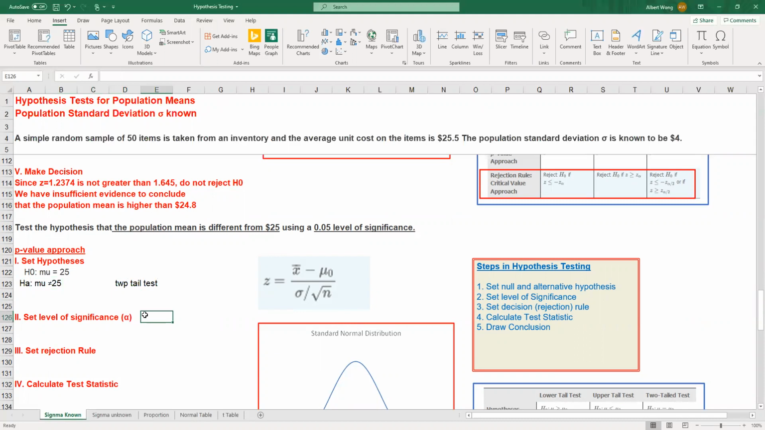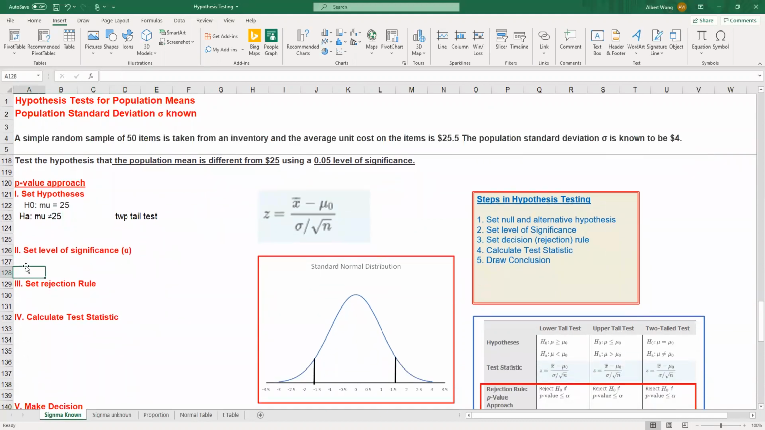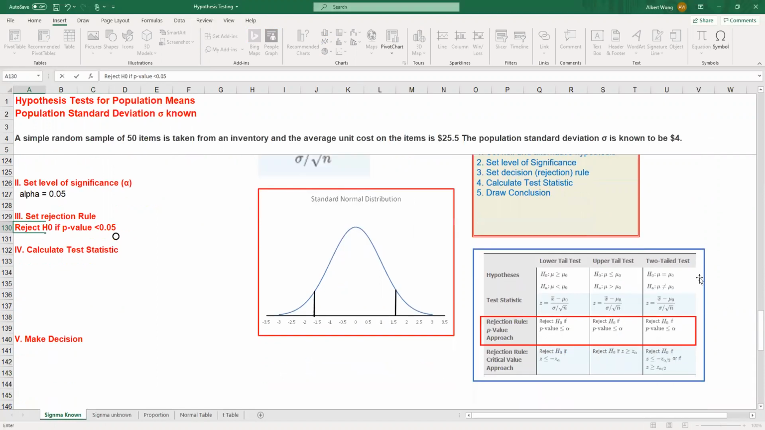Okay, so two-tail test, that means that we have to consider either tail. Alpha, as I said, you can actually just spell out the word alpha. Alpha in this case is 0.05, usually 0.05, okay? And the good thing about the p-value approach is that the rejection rule is always the same. Reject H0 when the p-value is less than 0.05, right? So you can see that under the p-value approach, the rejection rule is always the same.